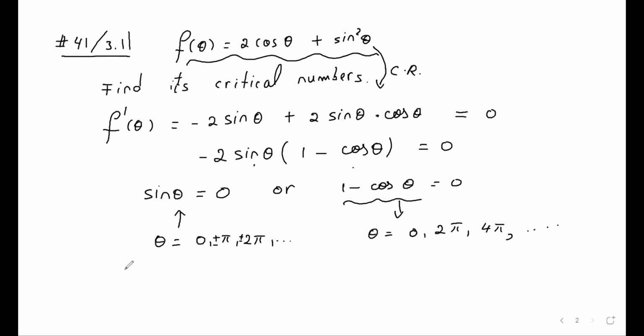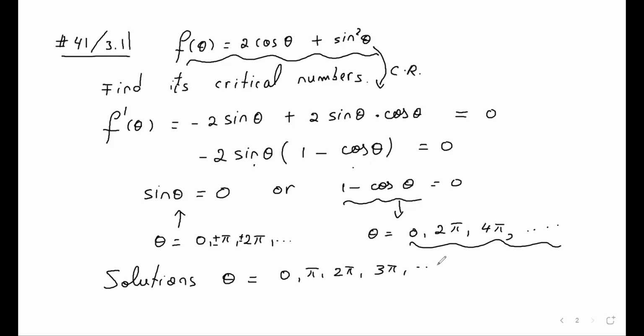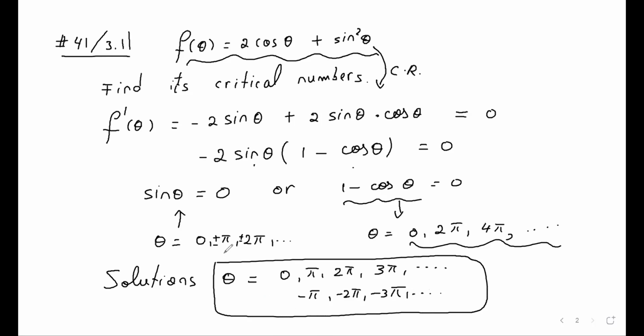So since these solutions are always included in this bigger set on the left, solutions are theta equals 0. We can put pi, 2 pi, 3 pi, and also negative pi. Forgot to put that. I'm not going to put plus or minus. So I'm just going to say here, negative pi, negative 2 pi, negative 3 pi. So over here, we got all the solutions for this problem. These are all the critical numbers of this function.